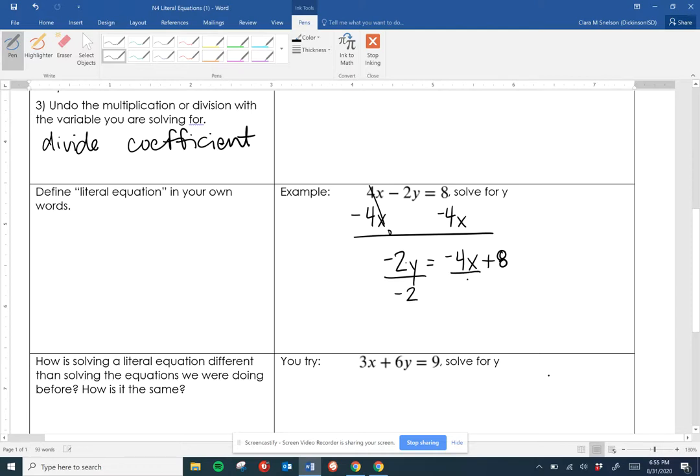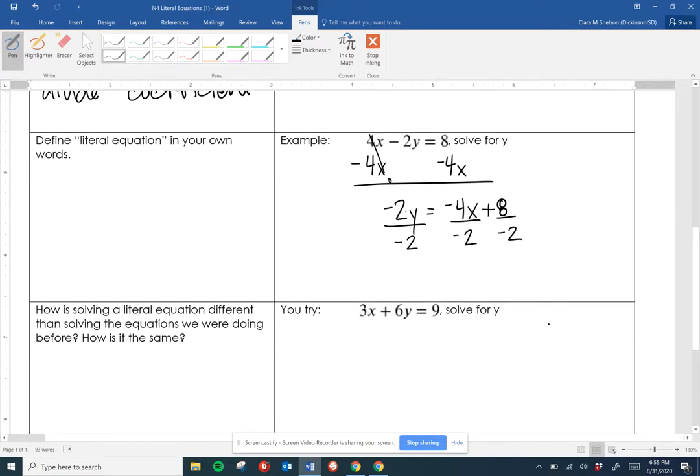It's important to remember on the right-hand side, I have to divide both of those terms by negative 2, not just one of them. Negative 2 divided by negative 2 is 1, so I end up with 1y equals negative 4 divided by negative 2 is positive 2x, and then 8 divided by negative 2 is going to give me negative 4. And that will be my final answer.